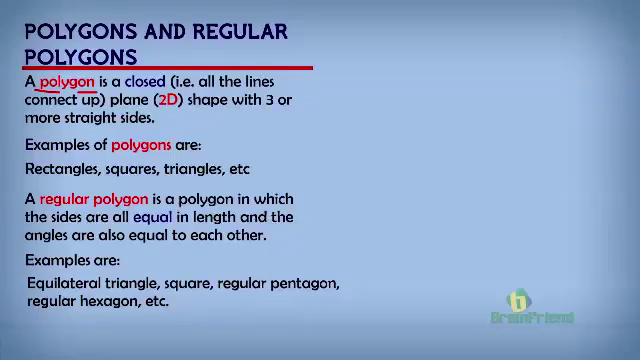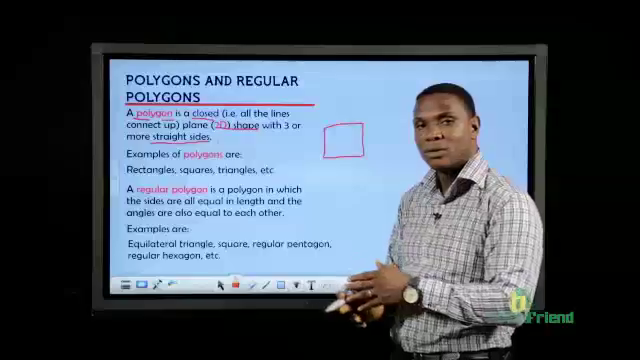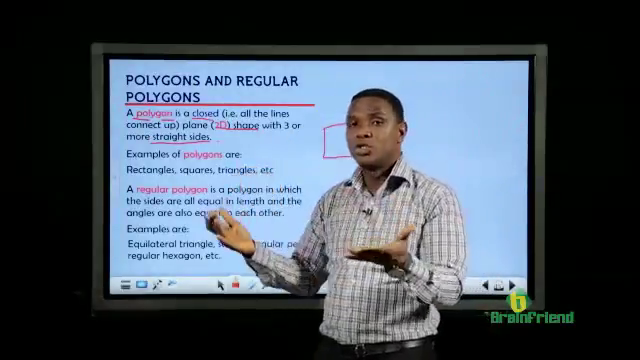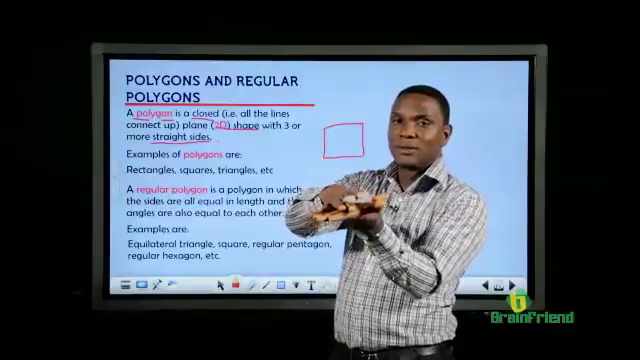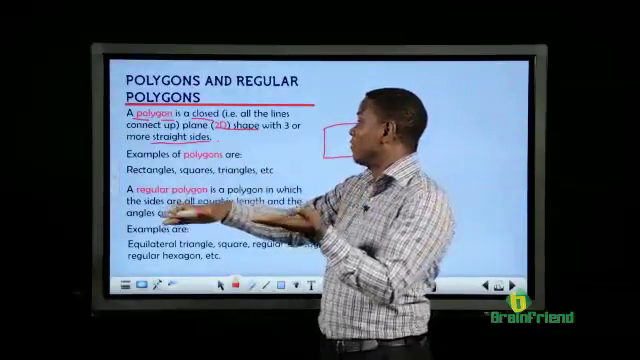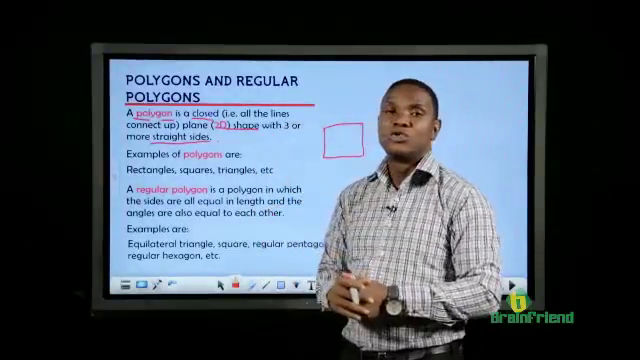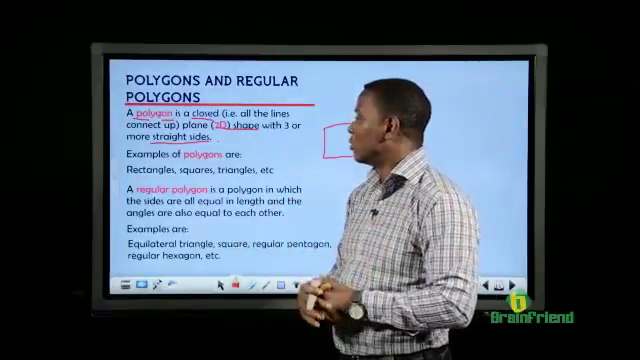It is a closed, plane 2D shape with 3 or more straight sides. A polygon. When we say closed, it simply means that all the lines connect up. So we have 1 line, 2 lines, 3 lines, 4 lines. And they all connect up, so it is closed. Again, it is a 2D shape sitting on a plane. That is, it is flat on a flat surface and has no height. It has 3 or more straight sides. That is what a polygon is.